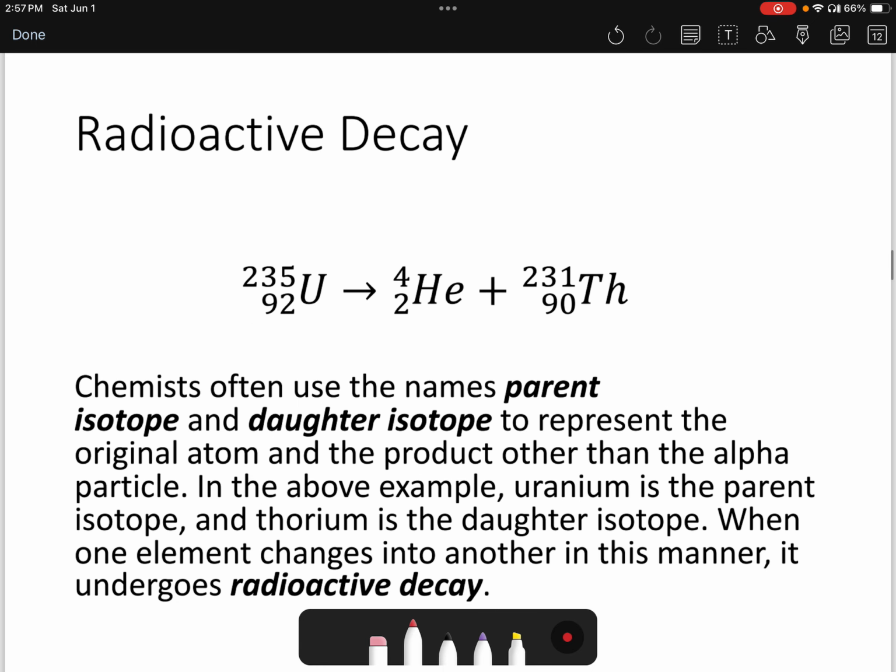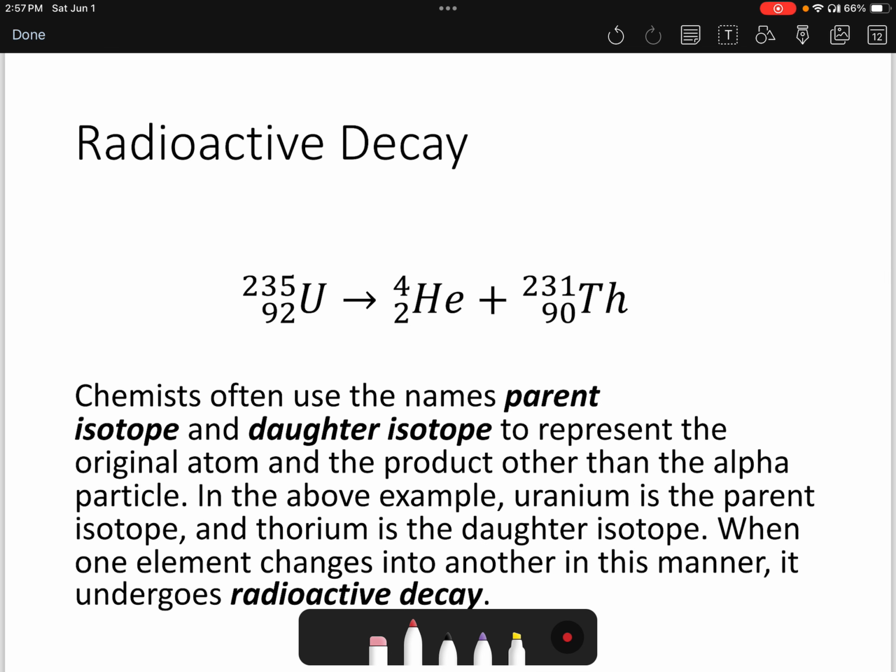All right. Now, there are a couple of other terms that we can use here to describe the reactants and products. So chemists will often use the names parent isotope and daughter isotope to represent the original atom and the product. So again, in this case, uranium was the parent isotope. And then, of course, we emitted our alpha particle. And then thorium is the daughter isotope.